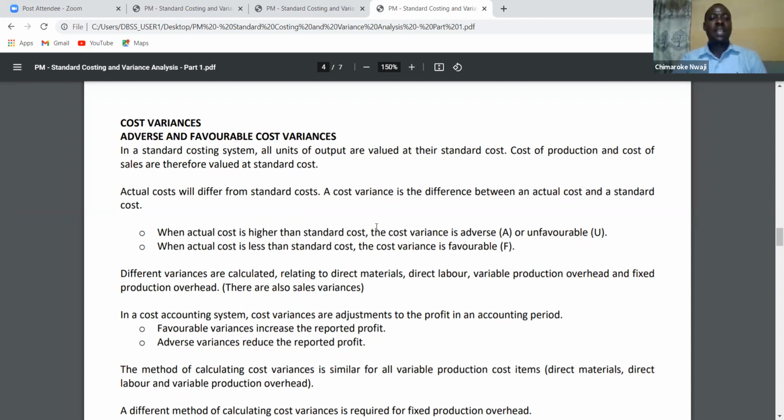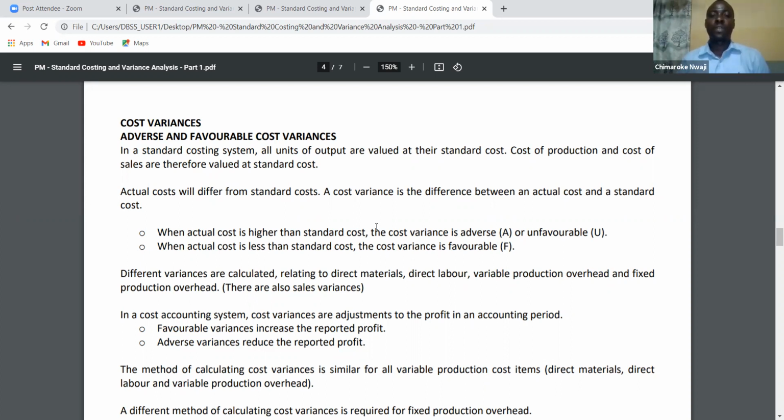Now, in standard costing variance, cost variance, what we are talking about now, adverse and favorable cost variances of outputs are valued at their standard costs. Cost of production and cost of sales are therefore valued at standard costs. Now, the actual cost will differ from the standard cost. And so a cost variance is the difference between actual costs and standard costs.